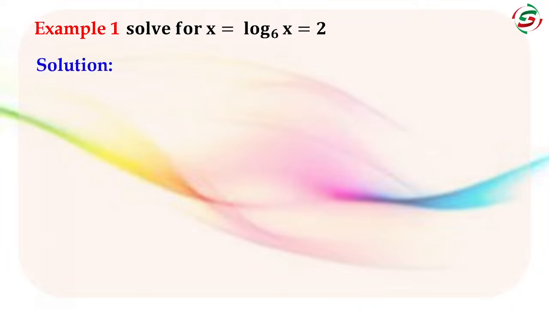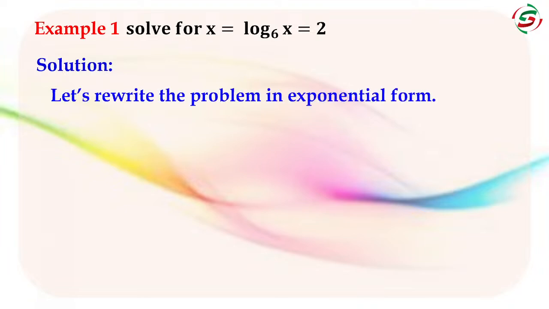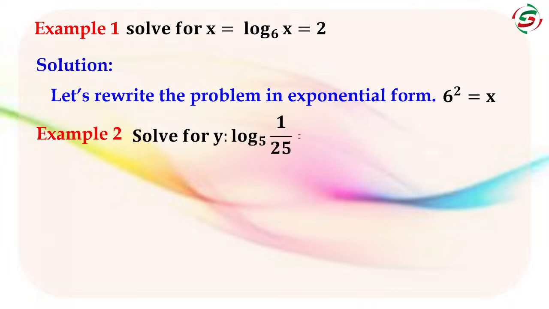Look at this now. Solution. Those who don't know, look here. So rewrite the problem in the exponential form. Can I write this as 6 square is equal to x? So 6 square is nothing but 36. That is, 36 is equal to x. Now what happens with the second question here? Can you try by yourself now? Yeah, start doing it.